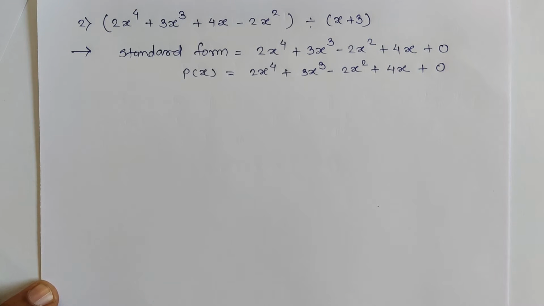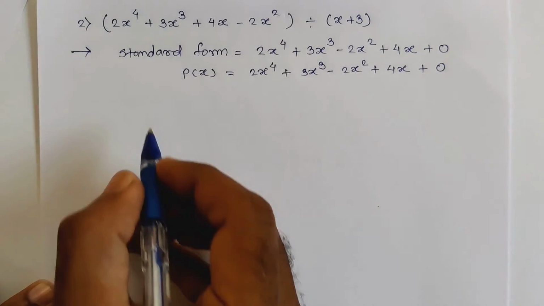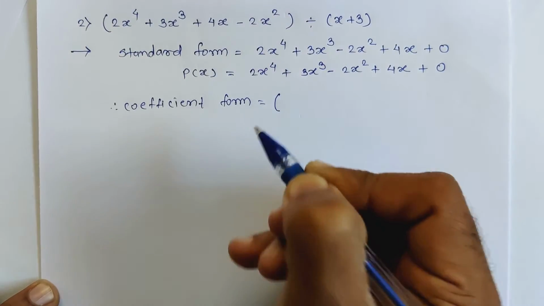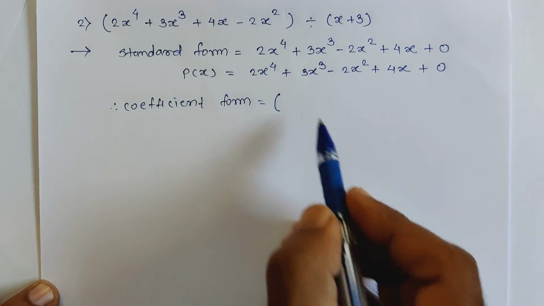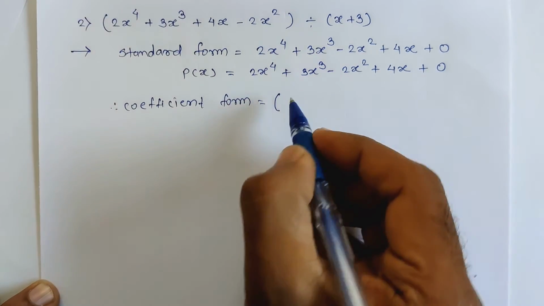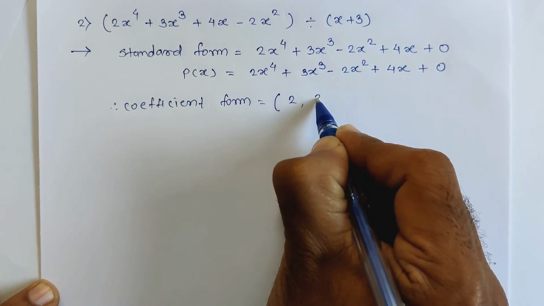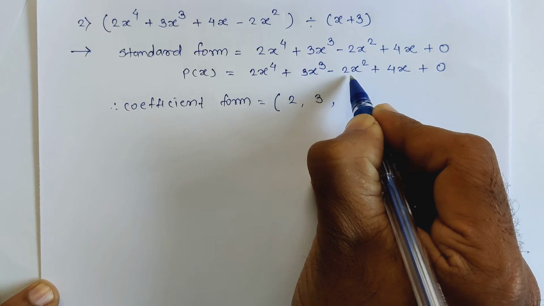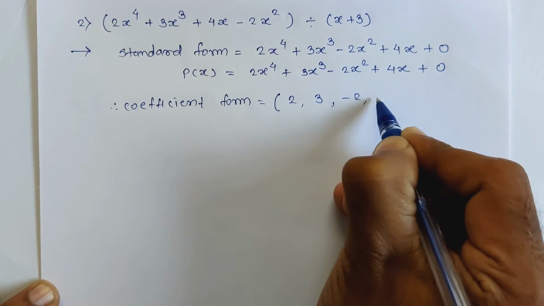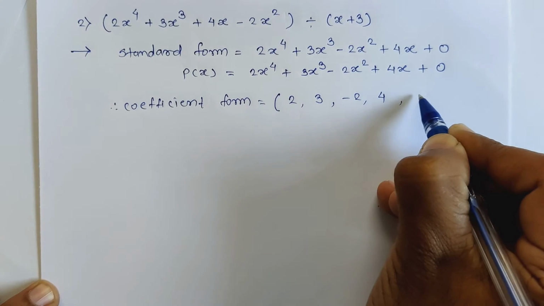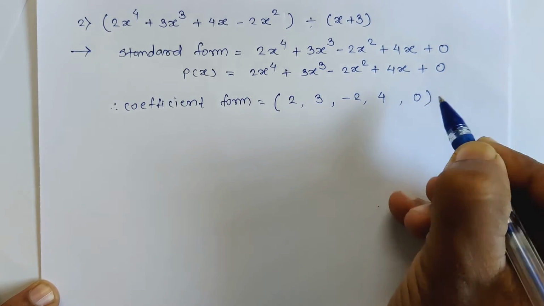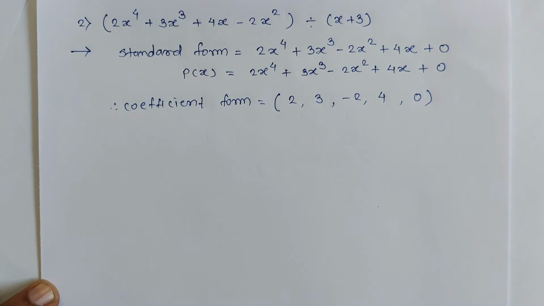Now to divide this by the synthetic division method, we have to write the given polynomial in the coefficient form. So the coefficient form is, we have to collect all the coefficients from the terms, that is 2, 3, the coefficient of the third term is minus 2, 4, and last is the constant term, that's 0. So this is the coefficient form of the given polynomial.